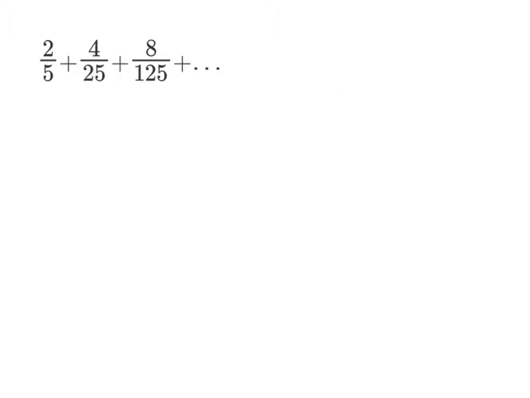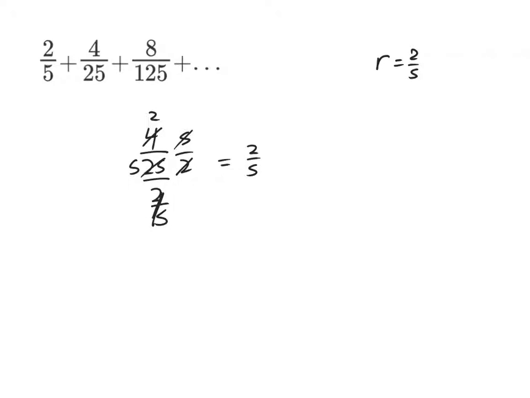R is going to be one term, and I'm going to use 4/25 and divide it by the last term before that, which is 2/5. Flip and multiply. This reduces with this to become a 5. This reduces with this to become a 2, and I end up getting 2/5. So my r looks like it's going to be 2/5.